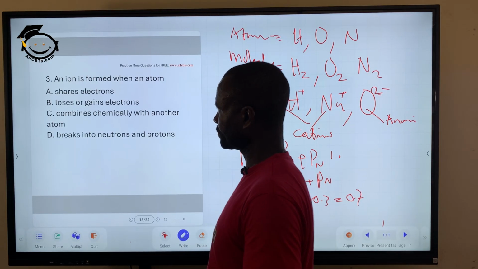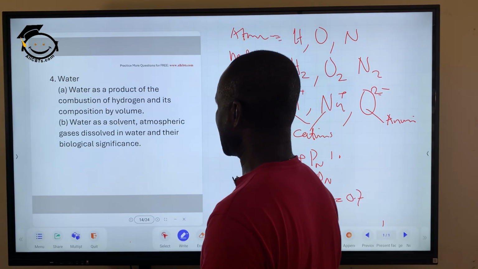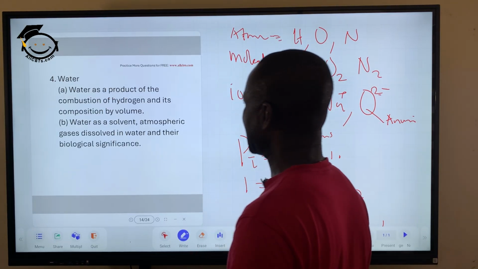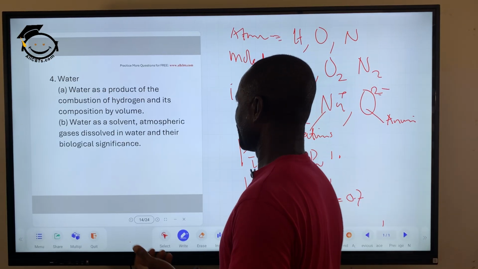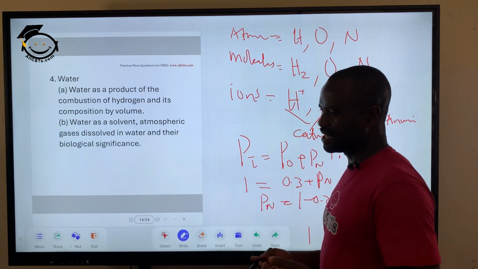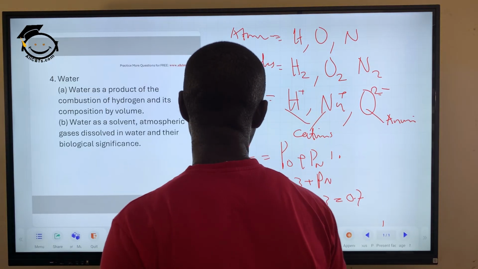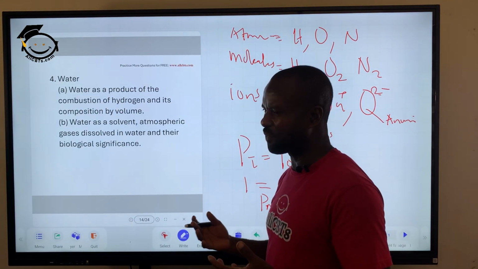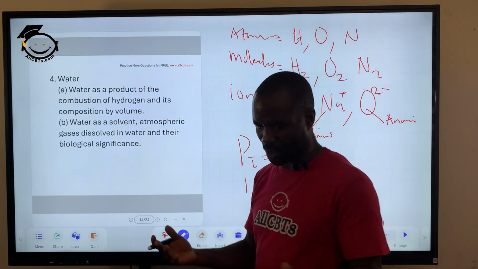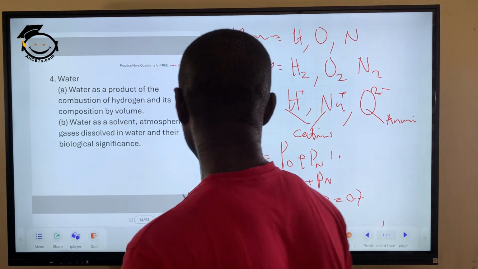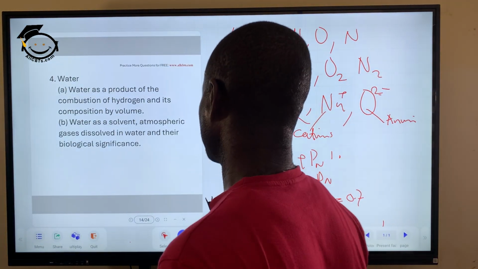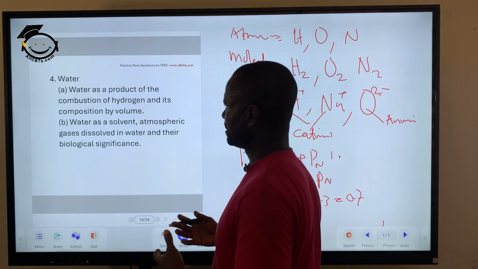Next, water. We want to look at the subject, water, as a product of the combination of hydrogen and oxygen, and its composition by volume. Of course, water is a universal solvent. When we say universal solvent, it's a multipurpose solvent that dissolves virtually all substances. For instance, sand or soil has some elements of water molecule. There's virtually nothing on earth that doesn't have an element of water in it. So that's why we say it's a universal substance.